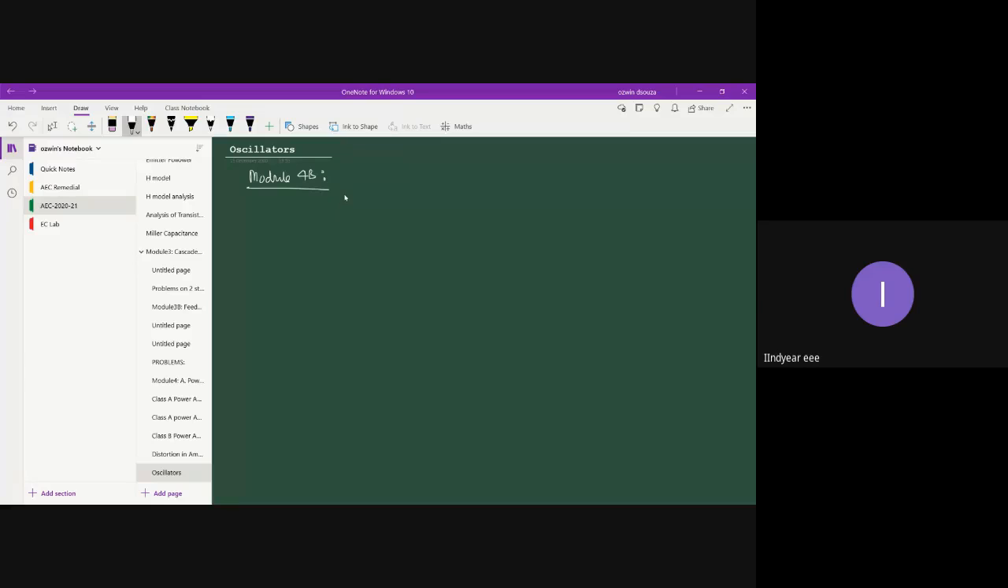Okay. All right. So oscillator, basically it's a circuit which produces a periodic output wave. Since it is producing an output waveform, you can also call it a wave generator. It's a waveform generator. All right. Now, you have studied about amplifier.